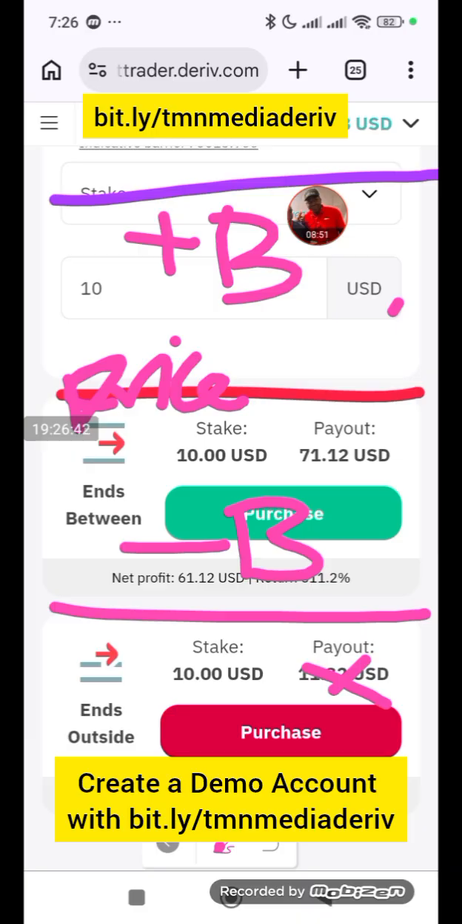Are you getting it? So the barriers are the ones you will set. So this is how this one works. If it ends outside here, you win. If it ends inside here, based on the one you select, you win. So you either win or you lose. It's as simple as that.